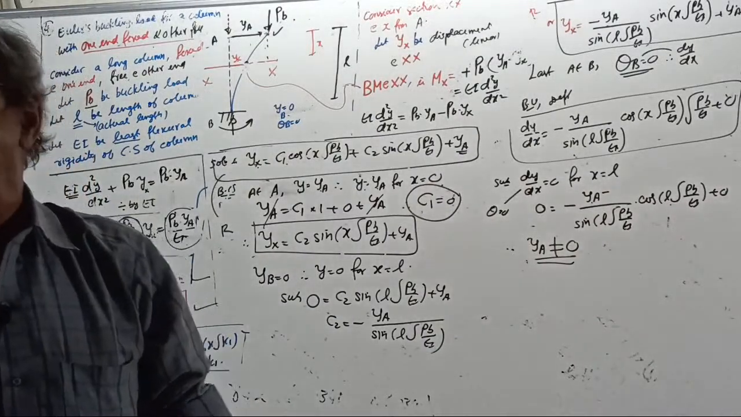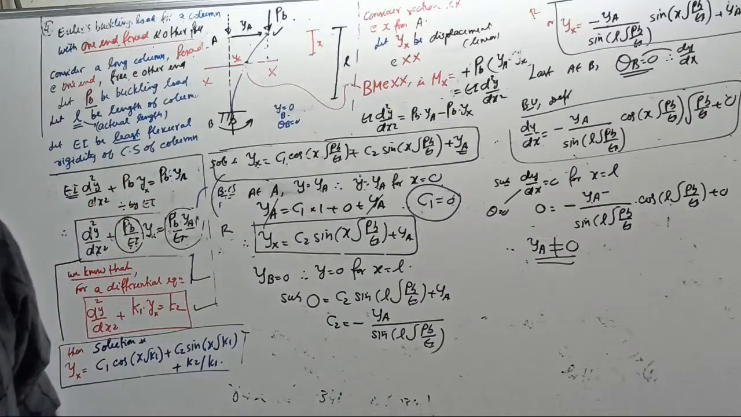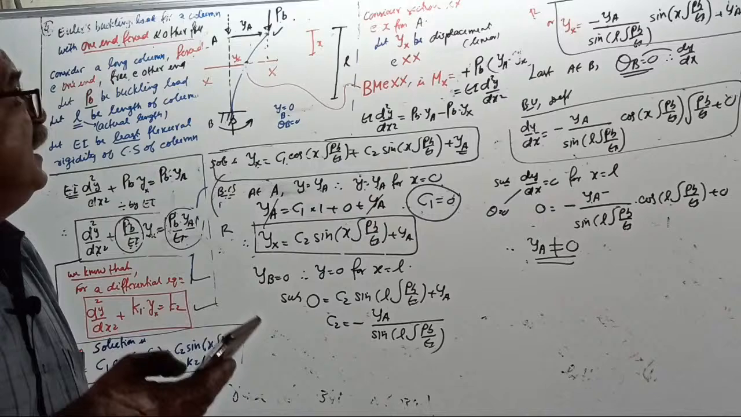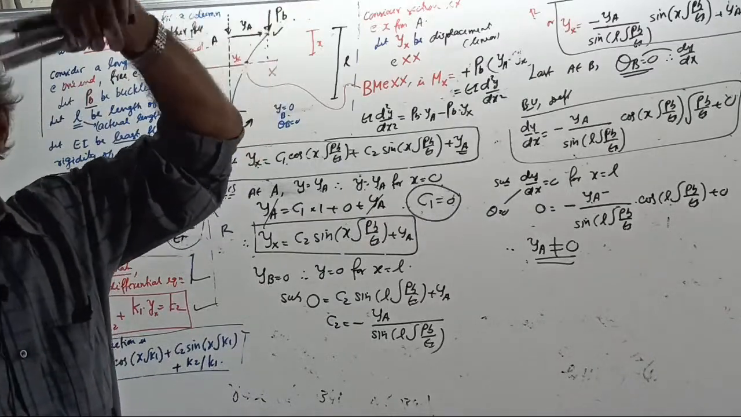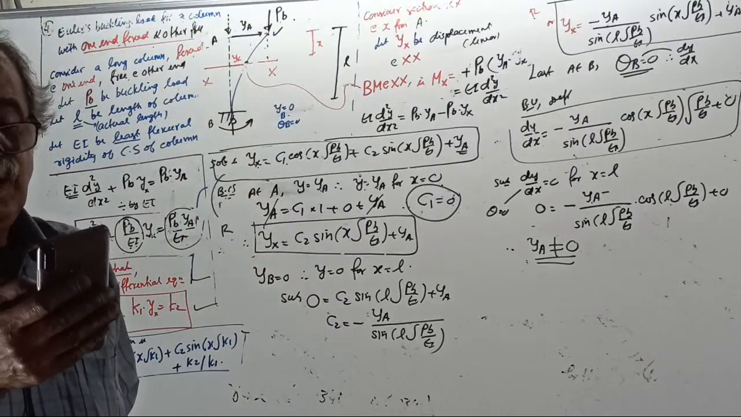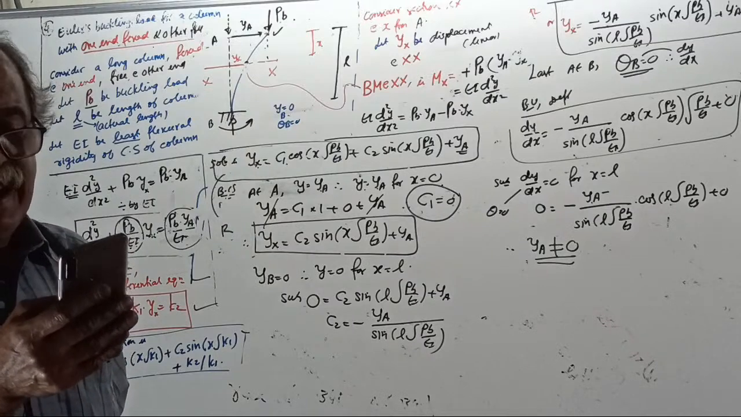Bottom fixed, top free. When buckling takes place, the top point has to move. Yes or no? Deflection at A cannot be 0, because when the top is free and the column buckles, the top has to move. So Ya cannot be 0.